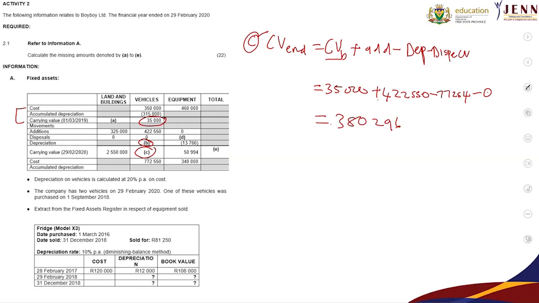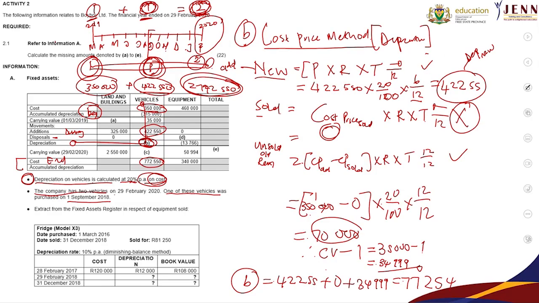Now, for us to get the carrying value at the end, we said we are going to take the carrying value at the beginning from here. Here is our carrying value at the beginning. And then we said we are going to look for additions. Here are our additions. And then we said we are going to look for depreciation. Our depreciation, we have calculated it on the previous slide. Here is the calculation of our depreciation from the previous slide, we just need to put it here.